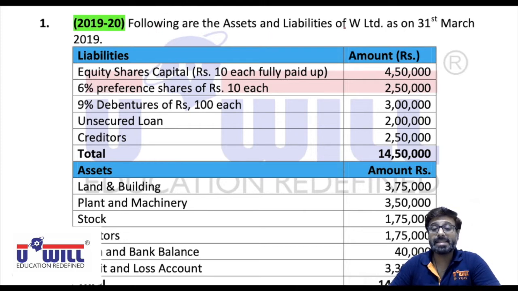Following are the assets and liabilities of W Limited as on 31st March 2019. Equity share capital of rupees 10 each, fully paid up, 4,50,000. So 4,50,000 divided by 10, 45,000 equity shares are there.